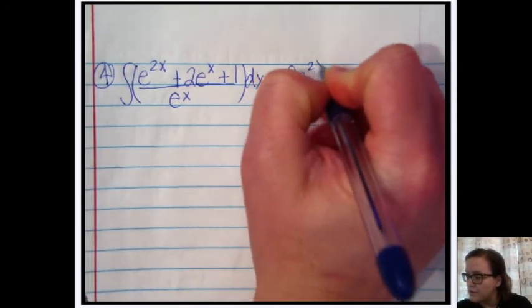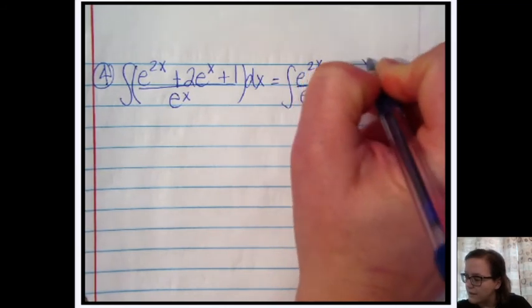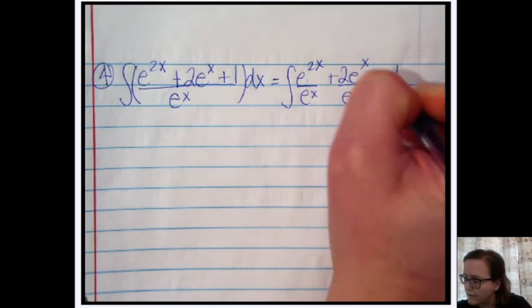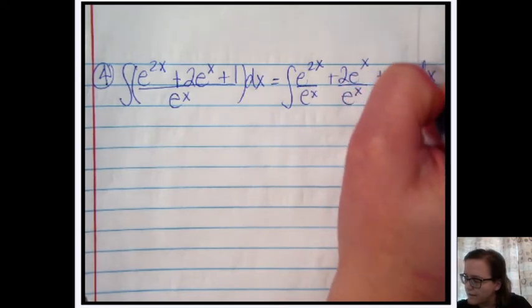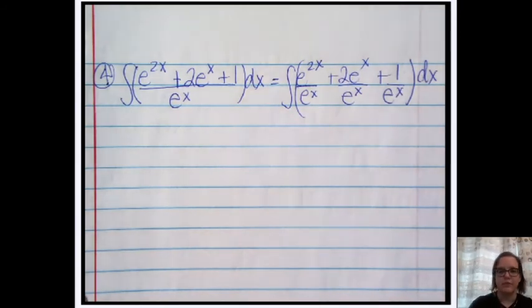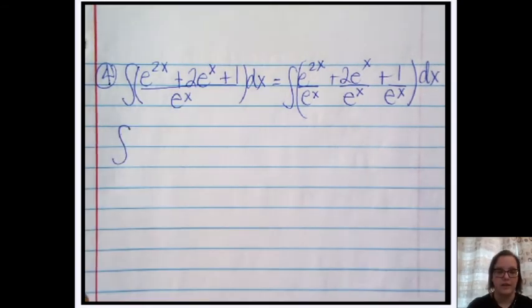So we get e to the 2x over e to the x plus 2e to the x over e to the x plus 1 over e to the x dx. Okay. So you could go ahead and split them up into their integrals now or simplify, whatever works for you. And I probably don't do it the same way each time.